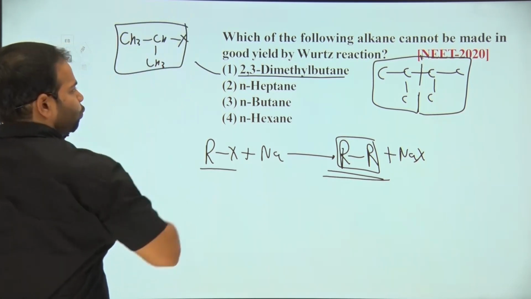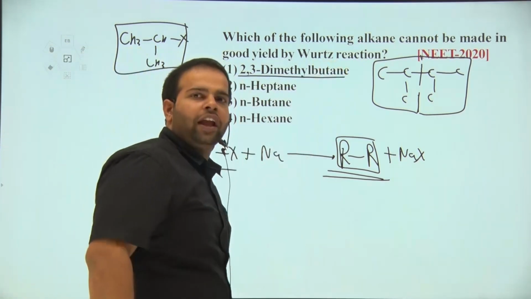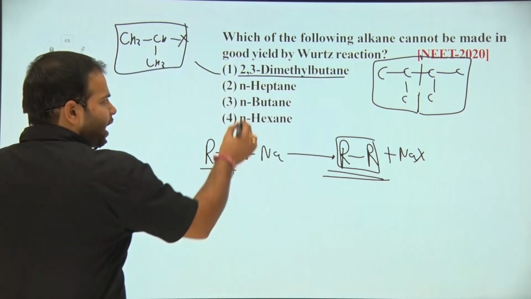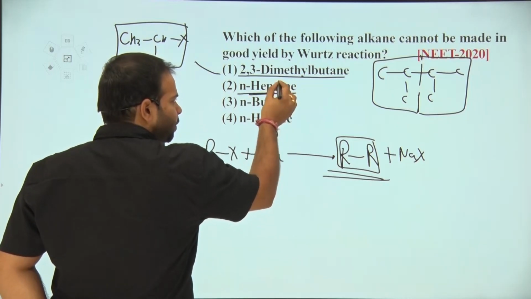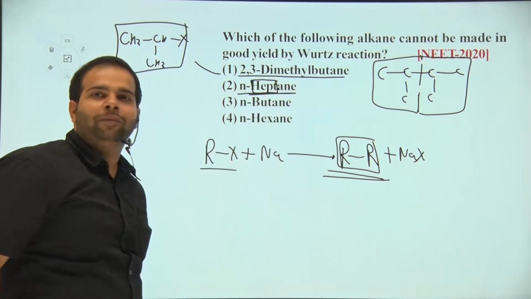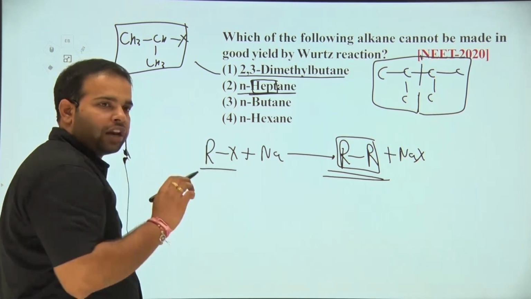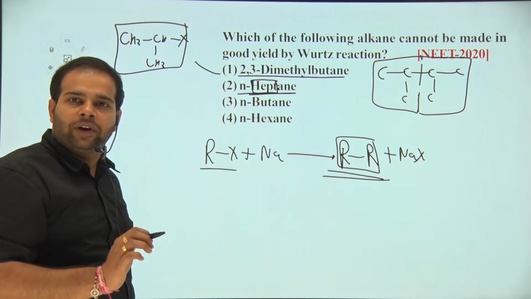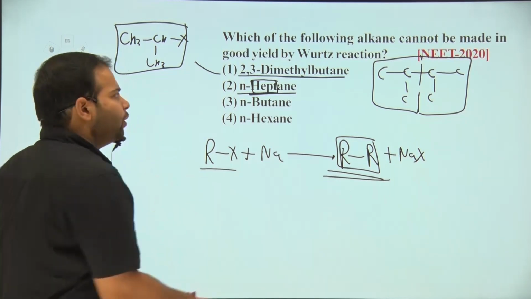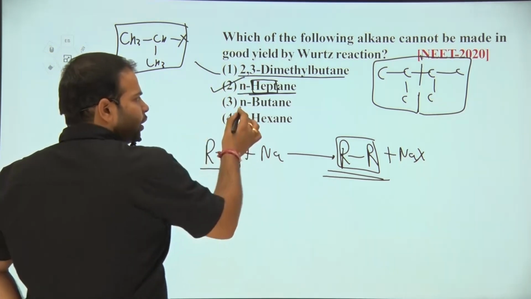This halide is used to form 2,3-dimethylbutane in Wood's reaction. Second one is n-heptane. Hept means total 7 carbon, an odd number of carbon atoms, and we know that in Wood's reaction only alkanes having an even number of carbon atoms can be formed in good yield. So in this case the answer will be second.